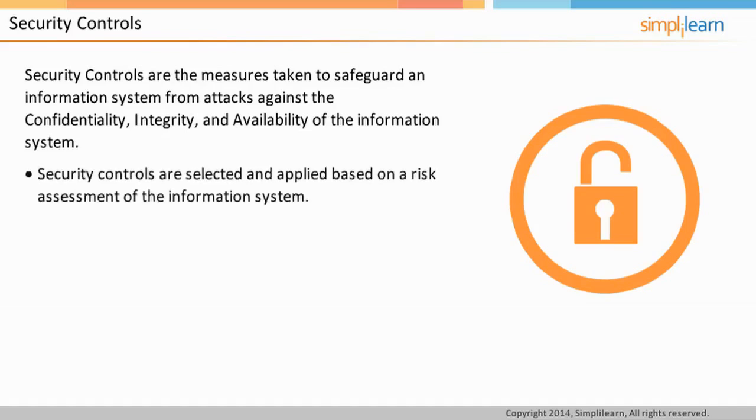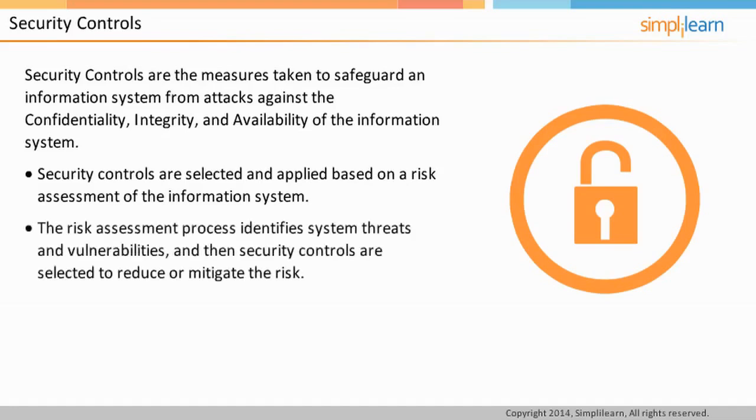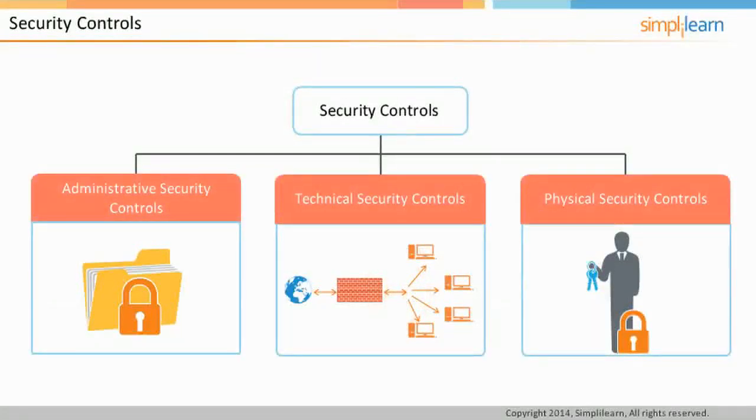Security controls are selected and applied based on a risk assessment of the information system. The risk assessment process identifies system threats and vulnerabilities, and then security controls are selected to reduce or mitigate the risk. There are three types of security controls. They are administrative security controls, technical security controls, and physical security controls. Let us look at each type in the following screen.